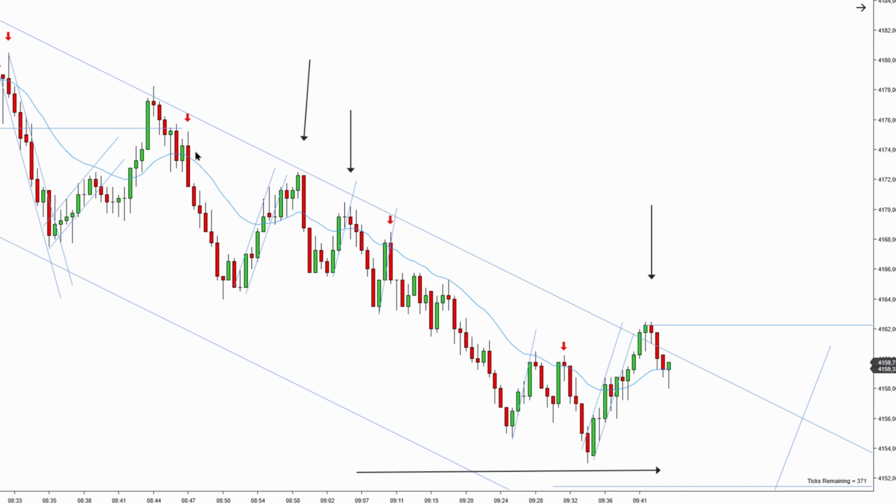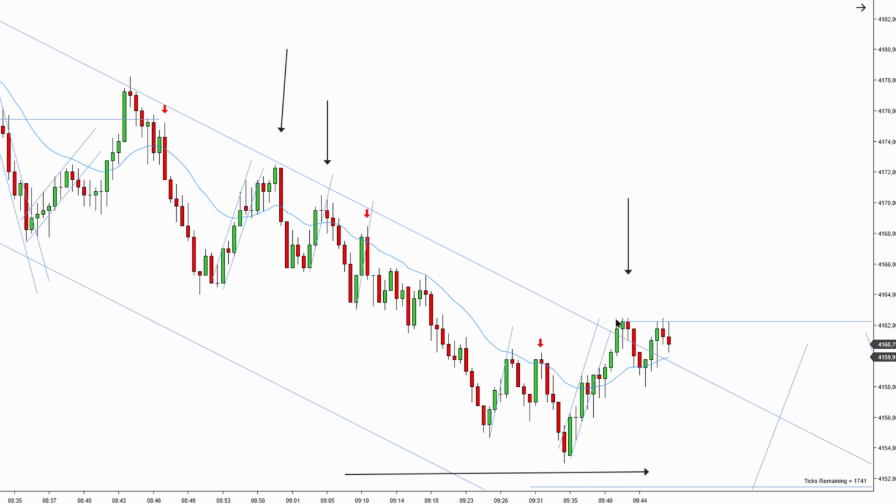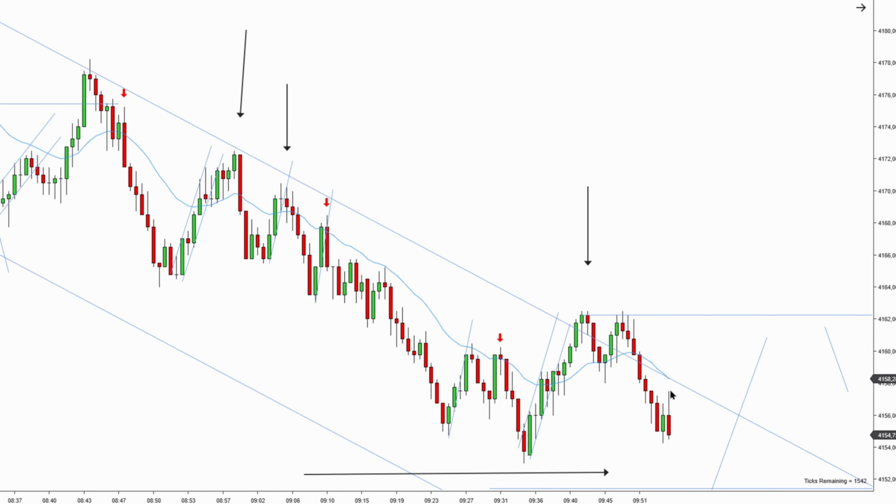I expect a failed second entry long below EMA looking for a new extreme. So I have new high, first entry long, micro double top, which means I have to reset the count, pullback, and the market is pushing lower. Now we have a lower high.